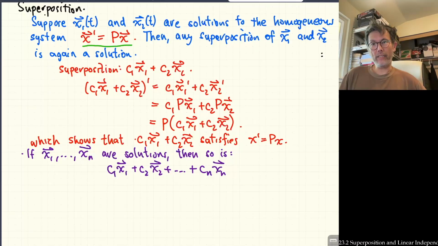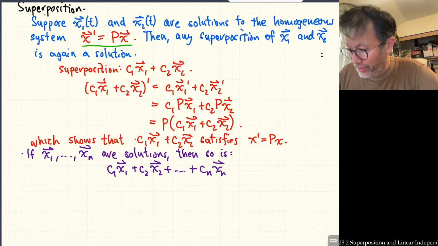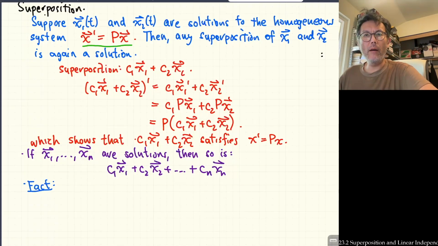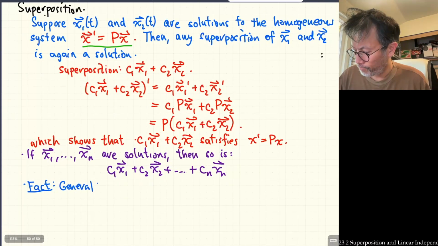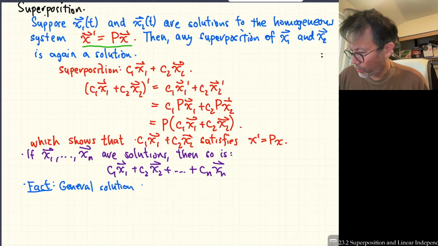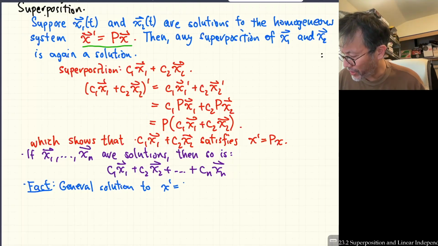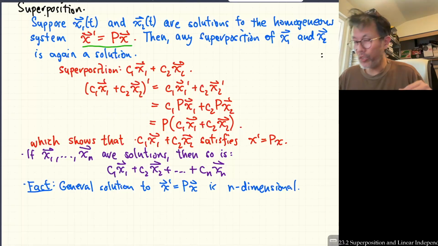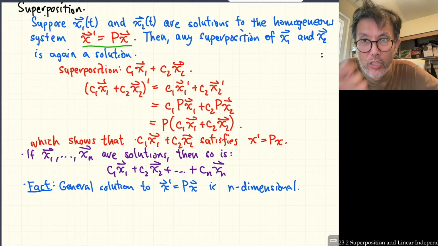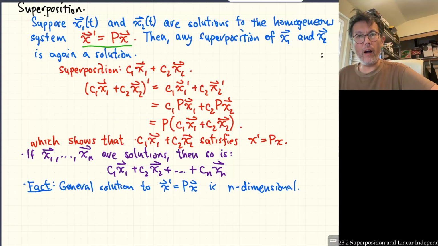But that is an important idea. So, maybe I should say a fact, which I'm just going to shove down your throat, foie gras, yeah. The fact is that the general solution to x prime equals Px is n-dimensional. In other words, there are n knobs that we can turn on the solution. This is just a fact that I'm shoving down your throat, and you're swallowing it. Great, thank you.